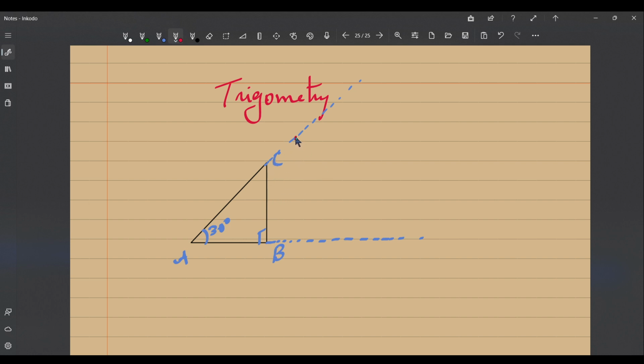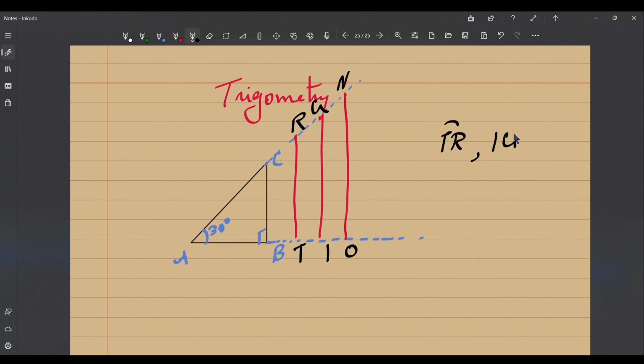So this is my first parallel line, okay, and my second parallel line, third parallel line. I'm just drawing parallel lines. Let me also name these lines. Let me call the first line TR, the second line IG, and the third line ON, right? So I have drawn three lines: line TR, line IG, and line ON. And now just observe these triangles which are made.